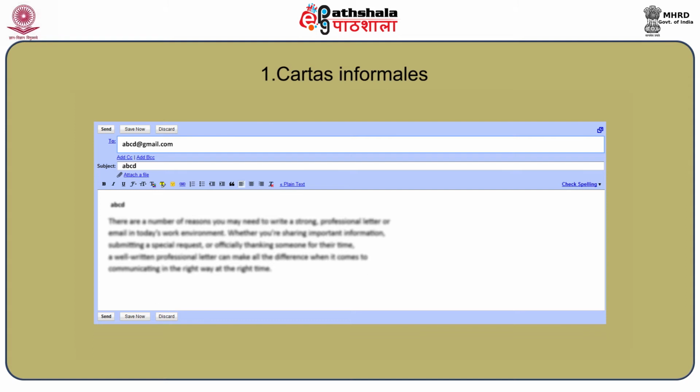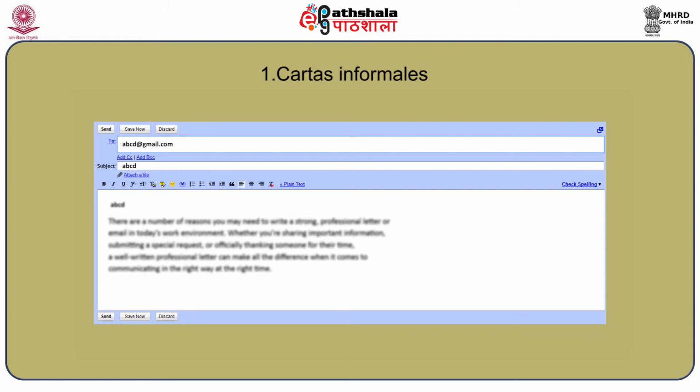Cartas informales. Se escriben a los amigos, familiares, incluso a los desconocidos con los que queremos entablar amistades, como las amistades por correspondencia. Amistad por correspondencia es como pen pals.